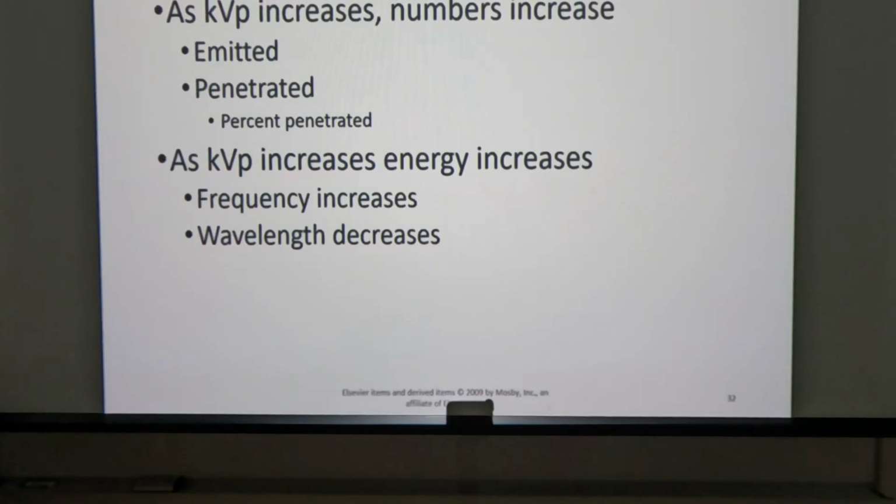So if you have an image that's dominated by scatter radiation, it can still affect your visibility of recorded detail. Right? So just a reminder, as kVp increases, what we get is a change in frequency and wavelength. Remember, frequency and wavelength are inversely proportional. So as frequency goes up, then wavelength goes down. As wavelength goes up, frequency goes down. Everything travels at the speed of light, so naturally a longer wave is going to take a longer time to pass a point than a whole bunch of little bitty short waves.